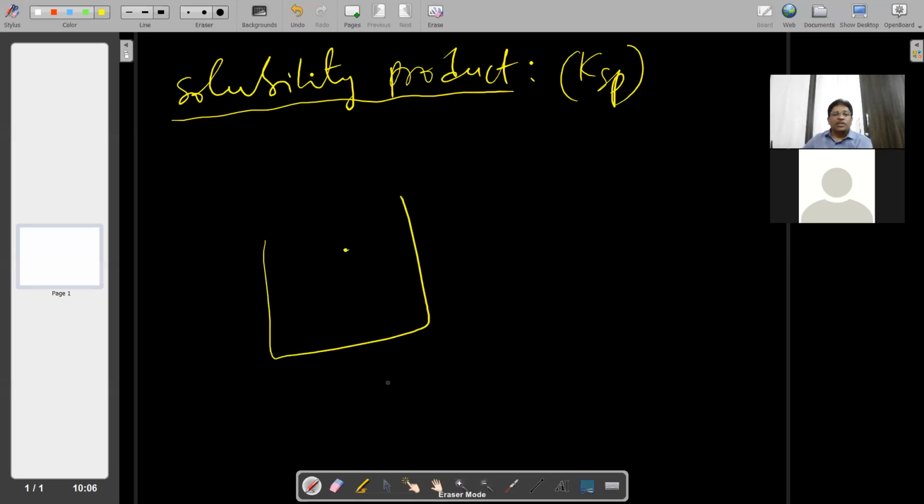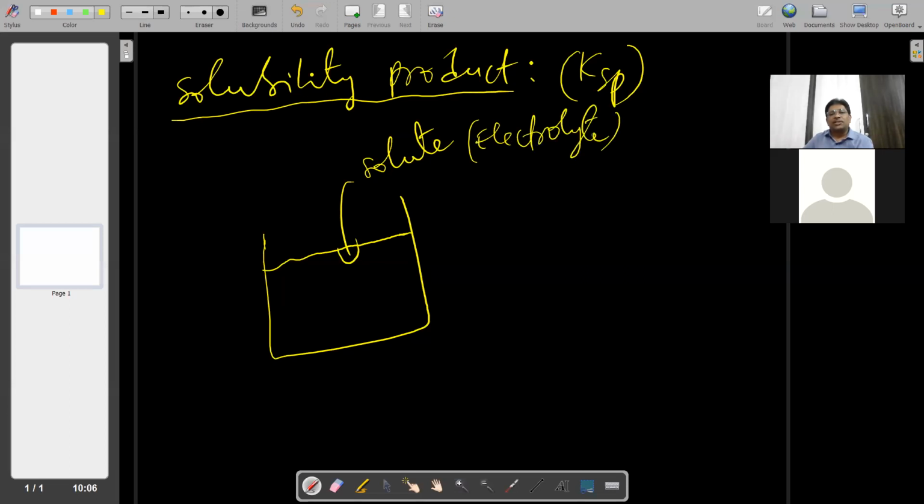What do we take here? Saturated solution. In this saturated solution, as we have already studied, suppose we have dissolved some solute. This solute is, suppose, an electrolyte. The electrolytic solute is dissolved in this solution. Now in this solution, some amount of undissolved substance is already there. So it is undissolved solute, which is left over.